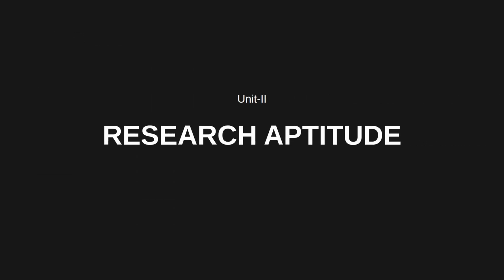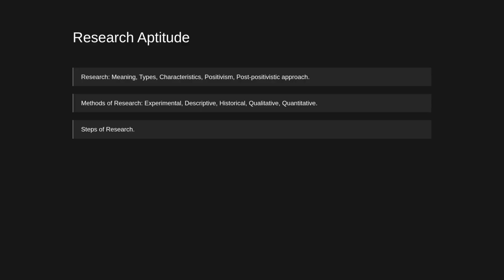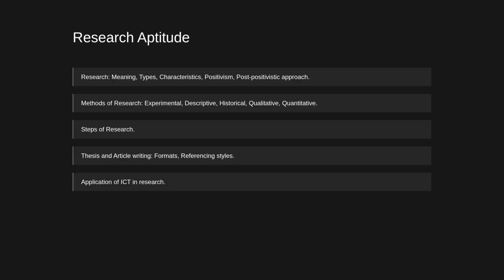Unit 2, research aptitude. In research aptitude, we have research meaning, types, characteristics, positivism, post-positivistic approach, methods of research, experimental, descriptive, historical, qualitative and quantitative, steps of research, thesis and article writing, formats and referencing styles. Application of ICT in research, research ethics.